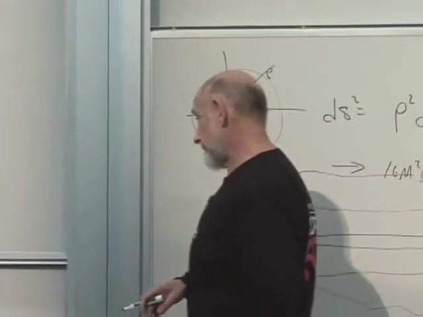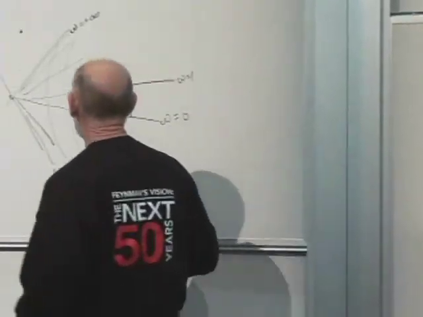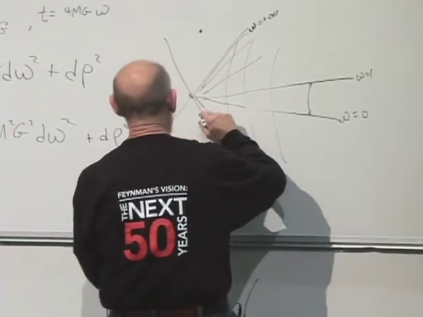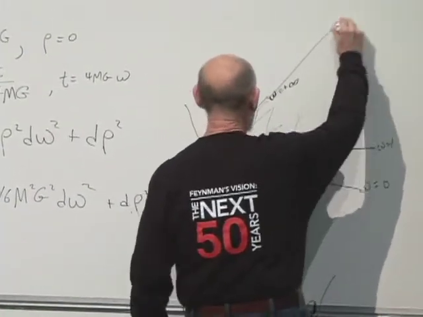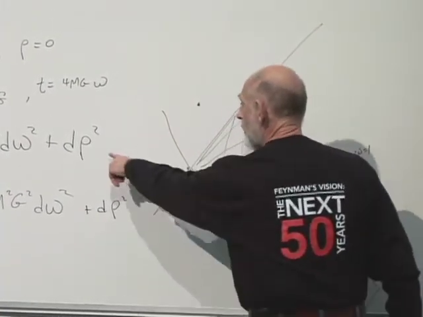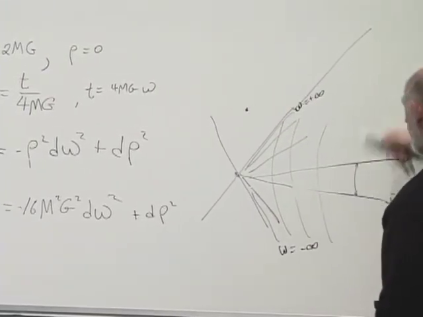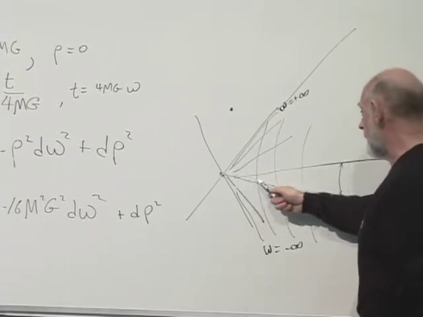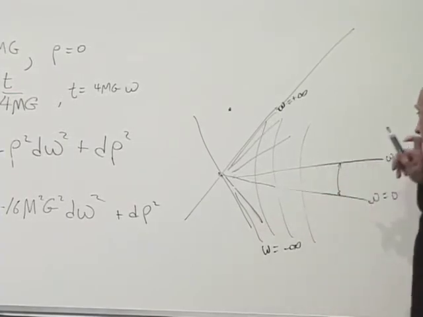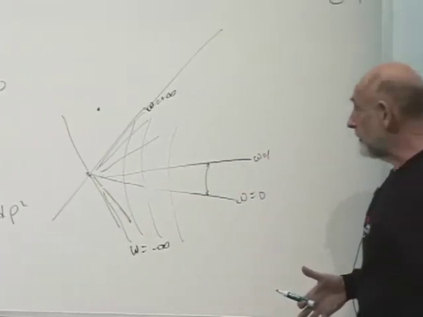Now, again, outside the black hole corresponds to rho greater than 0. Rho greater than 0 is all of these curves here. Here's rho equals 1, rho equals 2, rho equals 3, rho equals 4. That's outside the black hole.